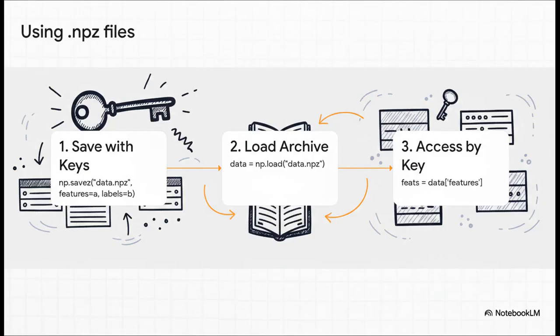Now, the way you use it is really clever and feels very natural in Python. With np.savez, you pass in your arrays as keyword arguments. See here? We're not just passing arrays, we're giving them names, like features equals A and labels equals B. Those keywords then become the keys to get your data back. When you load the .npz file, you get this cool object that works just like a dictionary. You can just ask for data.features, and you get your features array back. It keeps everything so incredibly organized.